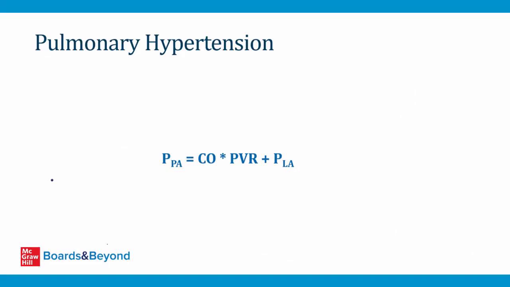Okay, now we're going to talk about all the different causes of pulmonary hypertension, and there are a lot of these, but the way I've always kept them straight in my mind is by remembering the flow equation, which is what I've shown on the slide here. I talk about the flow equation in detail in videos in the cardiology section, but according to this equation, the pressure in the pulmonary arteries is going to be equal to the cardiac output times the pulmonary vascular resistance plus the pressure in the left atrium.